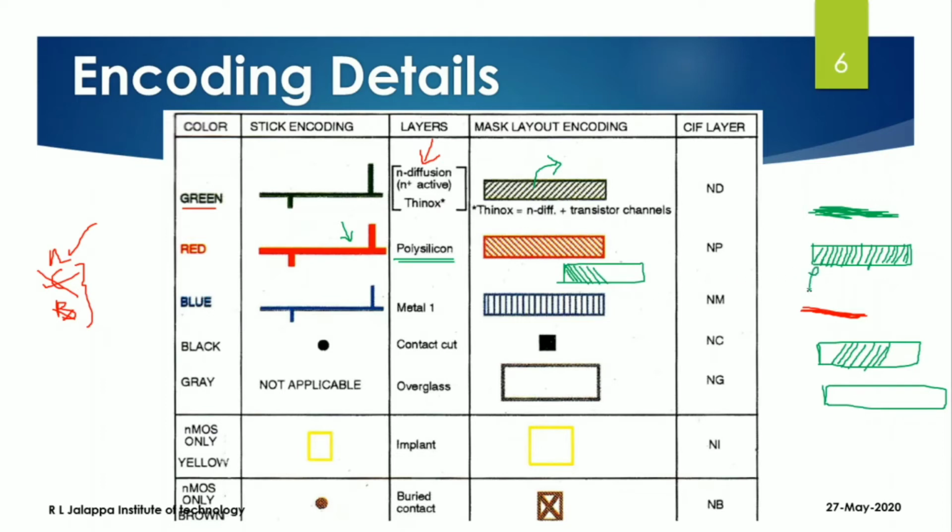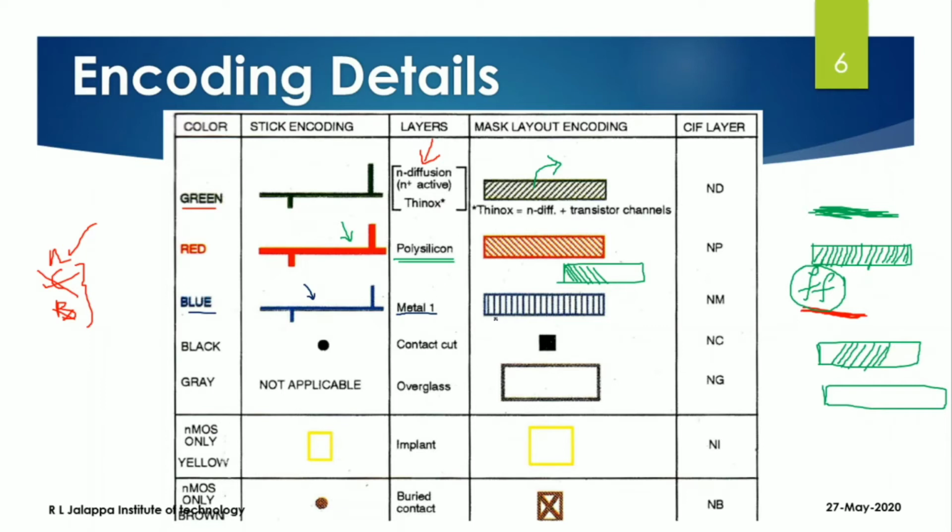Now, for diffusion, you have F, D-I-F-F, diffusion. So, F indicates forward slash. Just remember this, a hint to remember what these slashes and designs are. Next is metal 1. In metal 1, we use the color blue. If you write the sticks in blue color, it indicates it is metal 1.